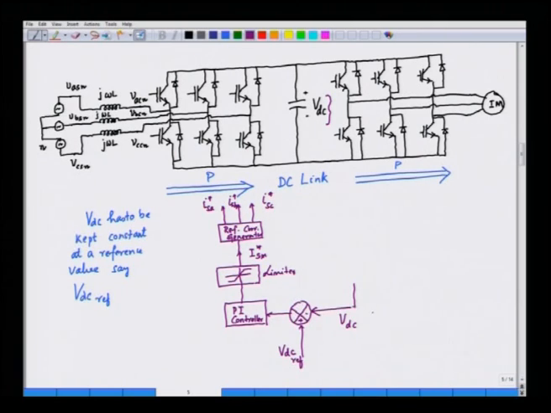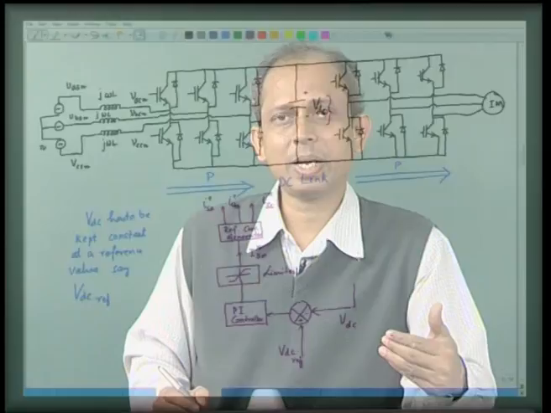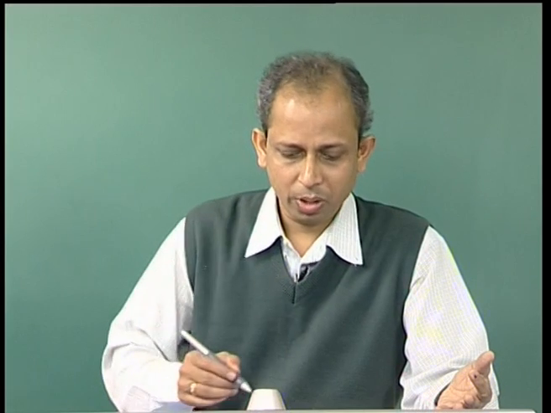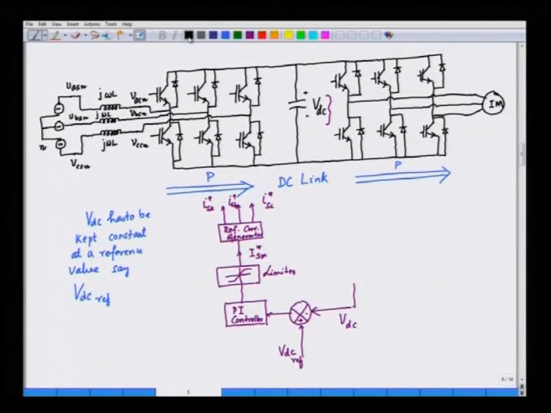So, these three current references are generated. Now, what are ISA, ISB and ISC? These ISA, ISB and ISC are the three currents that are drawn from the supply. So, if we have the supply here, and the supply is giving three currents, the currents are in this case ISA, ISB for B phase and ISC for the C phase.